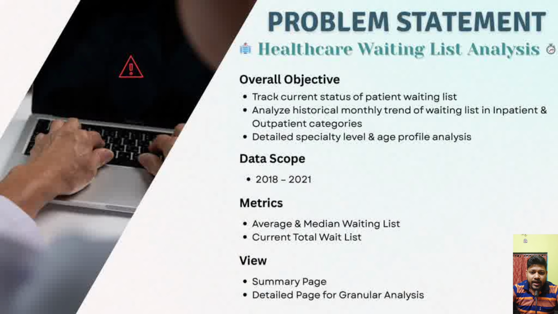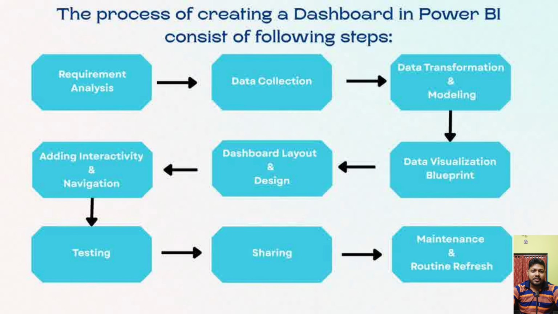Let's go to the dashboard creation process. Creating a robust Power BI dashboard includes 9 critical steps. We start with the requirement analysis, move through data collection and transformation, then visualize blueprint, data decision, and adding interaction, testing, share, and finally maintenance. Each step is crucial for delivering a solution that truly meets stakeholder needs.